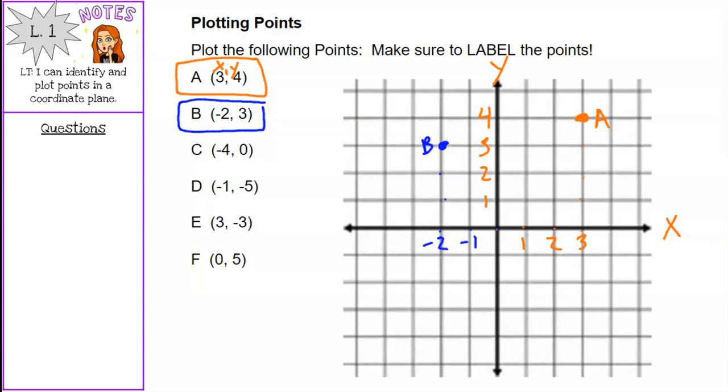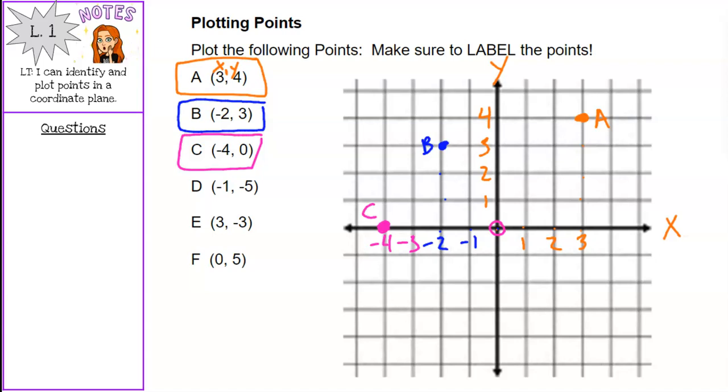Next we have point C, which is (-4, 0). So we're going to go over to -4 on our x-axis, so left 4. 0 means we're just going to stay on that axis, because remember the origin is 0, so anything on that line, x or y, would be 0. So y is 0, meaning we don't go up and we don't go down. So that's point C.